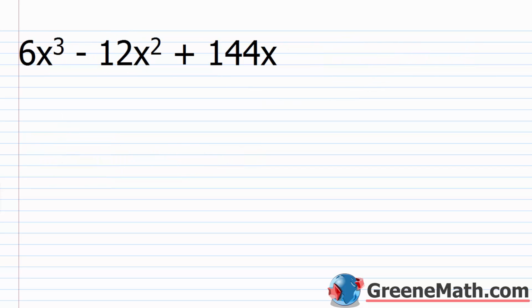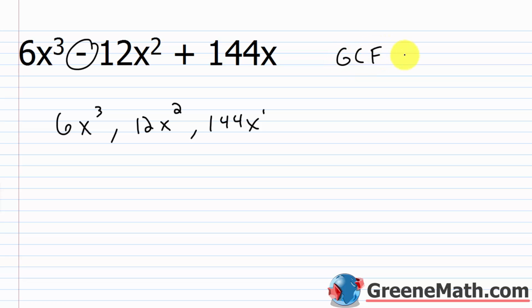So we have 6x cubed minus 12x squared plus 144x. So what is the greatest common factor here? This one's a little bit more challenging. So let's think about 6x cubed. Let's think about, forget about the sign there, 12x squared, and let's think about 144x. So I know x is common to everything, and the smallest exponent is a 1. So the GCF, let's just put an x over here.